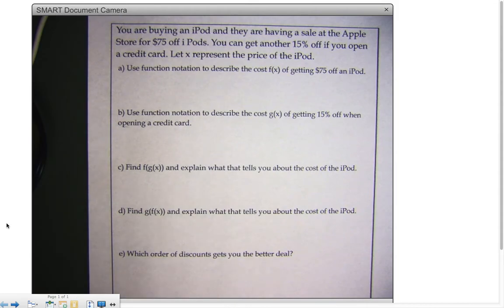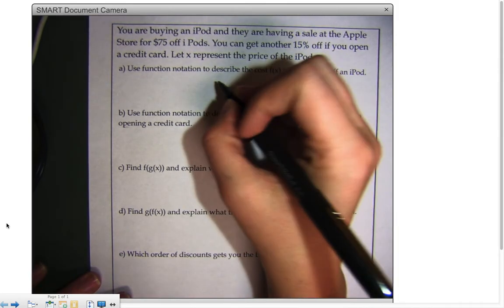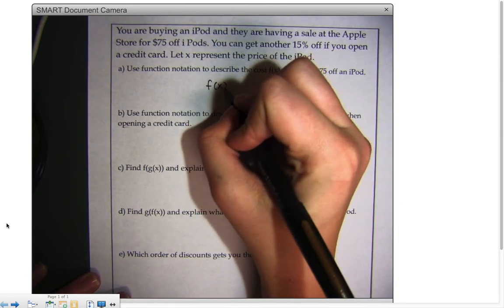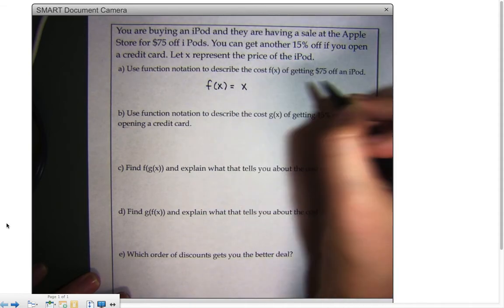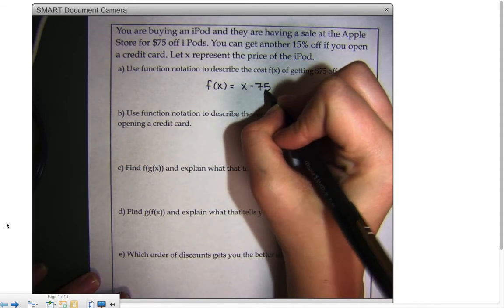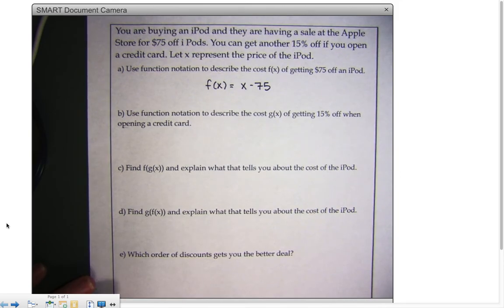Use function notation to describe the cost f of x of getting $75 off an iPod. So I'm telling you, x represents the price of an iPod. So if I'm subtracting, I'm taking off $75, my function would just be the cost of the iPod, x, minus 75, because that's my coupon, or that's the sale that the store is having.